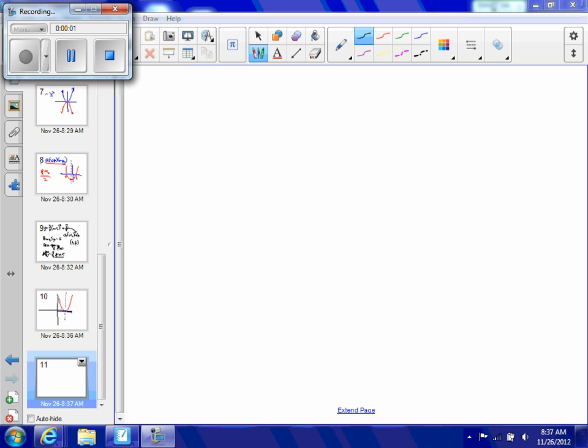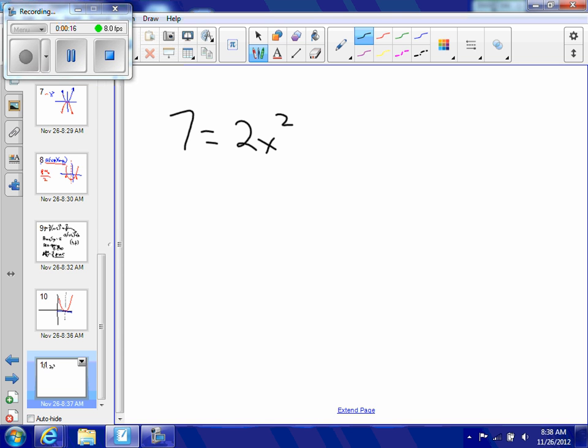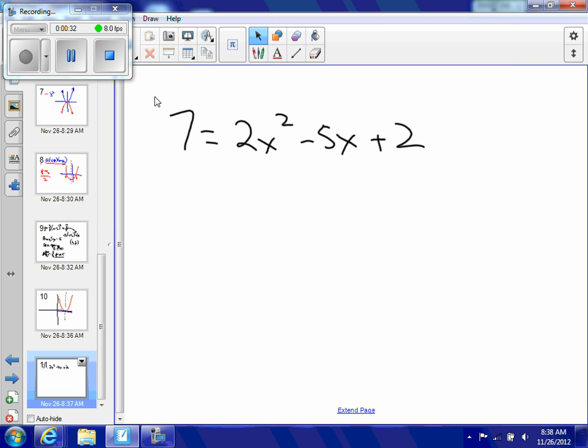Quadratic equation. I'm going to have y. No, let's give ourselves a real equation here, not just y. Okay. So I'm going to have 7 is equal to 2x squared minus 5x plus 2. Okay? So I need to complete the square. That's a 7 right there. That was a y, but then I changed it.